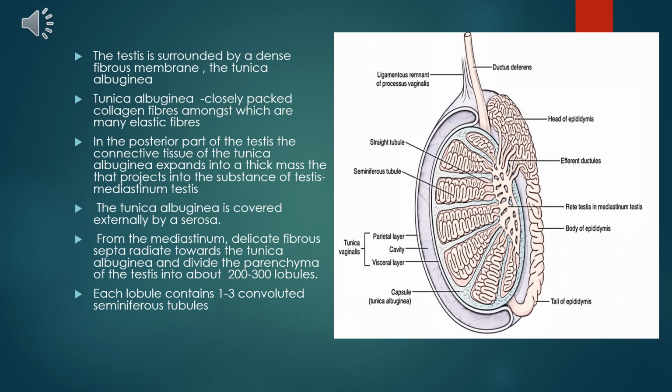Posteriorly, this tunica albuginea is thickened and forms the mediastinum testis. From the mediastinum testis, some septa arise and radiate towards the tunica albuginea, dividing incompletely the parenchyma or the substance of the testis into 200 to 300 lobules. Each lobule will contain 1 to 3 or 1 to 4 seminiferous tubules. Then, inner to that, the next coat is called the tunica vasculosa. It is the innermost, vascular coat of the testis which lines the tubules.